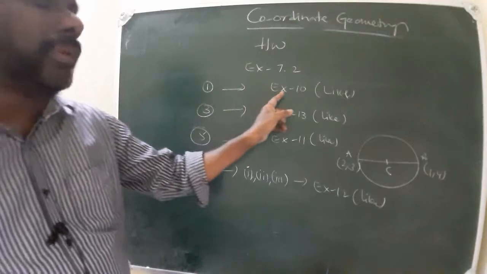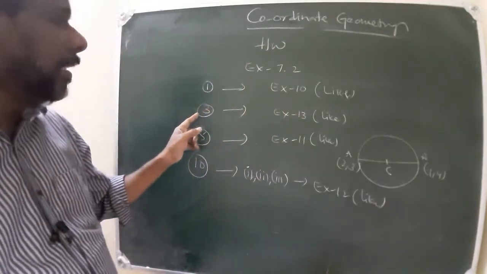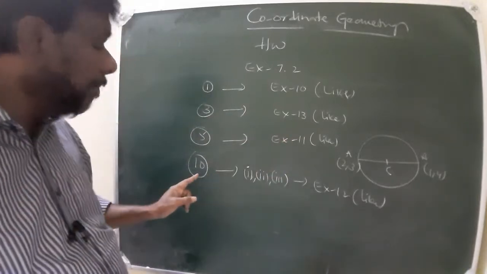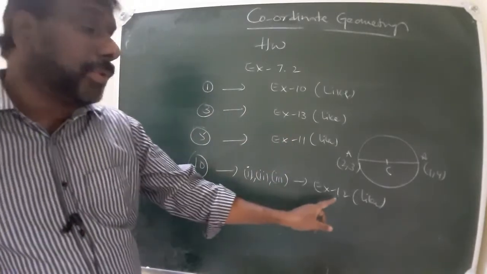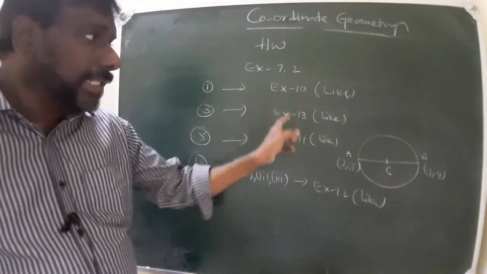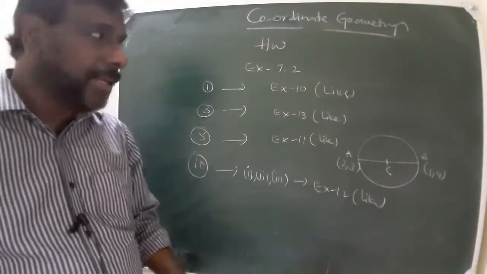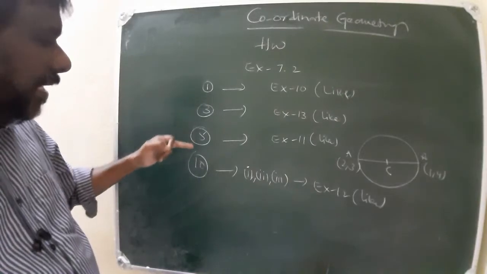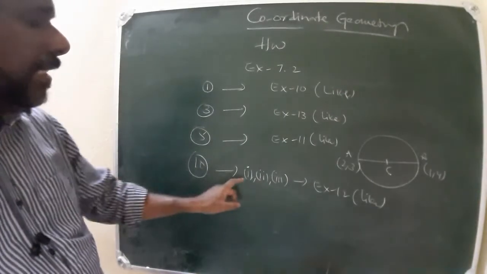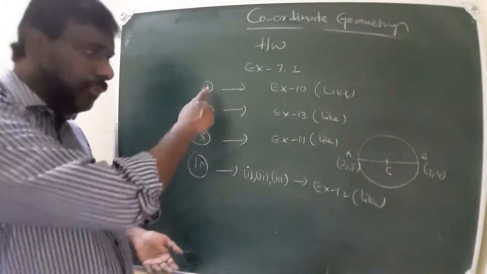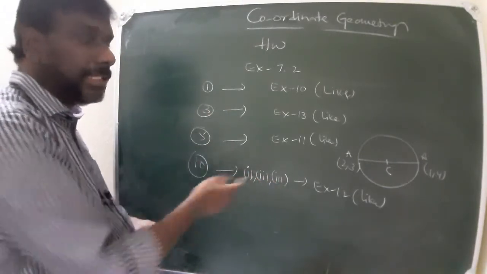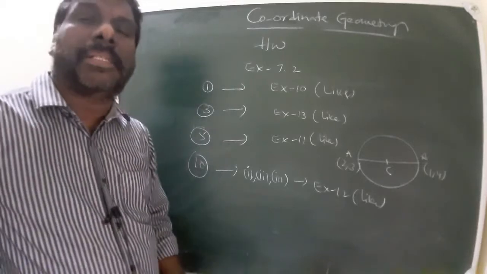First sum you have to do in the example 10 model. Third sum, example 13 model. Fifth sum, example 11 model. The 10th, 3 sums you have to do in the example 12 model. First you have to note these down in your classwork. After that, using these models, you have to do 1, 3, 5, 10. In 10 there are 3 sums, no? 1, 2, 3, 4, 5, 6. So totally 6 sums you have to do.